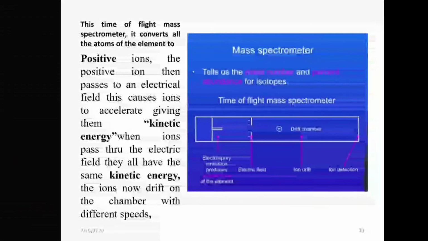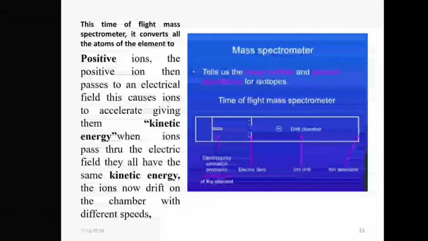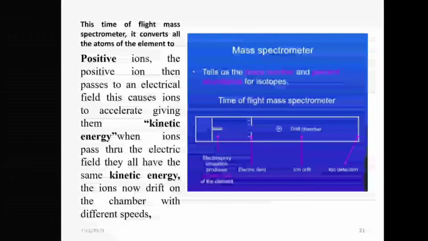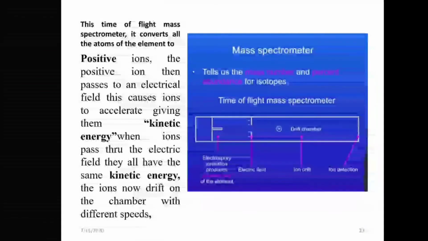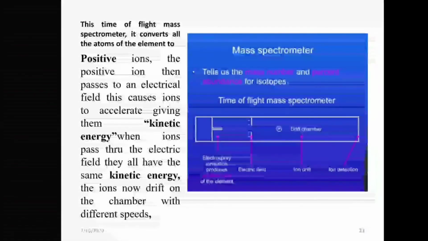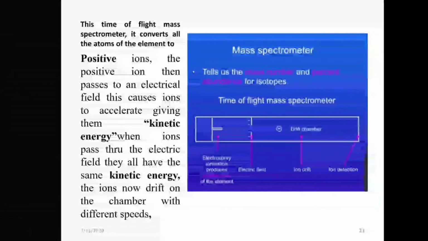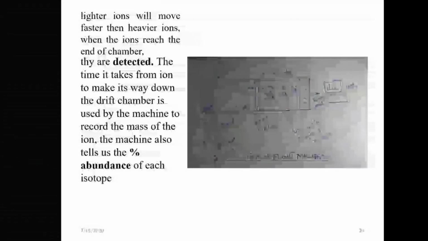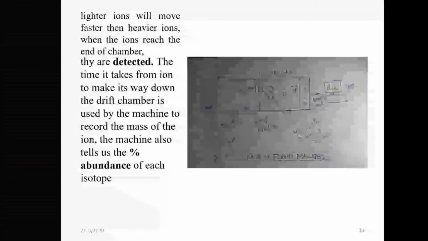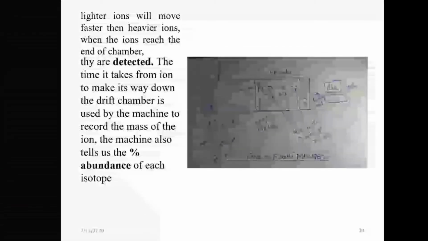This time of flight spectrometer converts all the atoms of the element to positive ions. As I just told you, the positive ions then pass through an electric field. This is the diagram showing how electrospray ionization produces positive ions of the element. The electric field causes the ions to accelerate, giving them kinetic energy. When ions pass through the electric field, they all have the same kinetic energy. The ions now drift in the chamber with different speeds. Lighter ions will move faster than the heavier ones. When the ions reach the end of the chamber, they are detected.